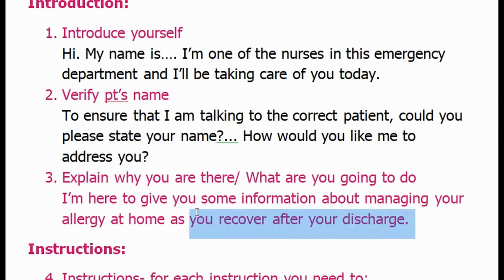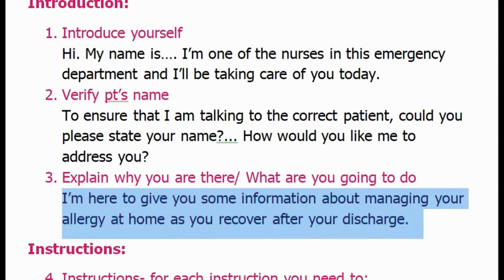They don't test your medical knowledge. So as long as you follow the organization and you explain in your own words, then you are good to go.